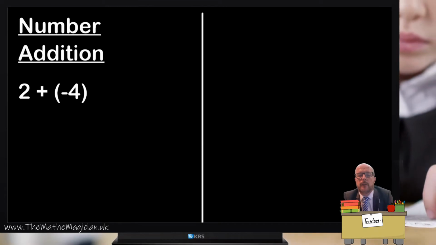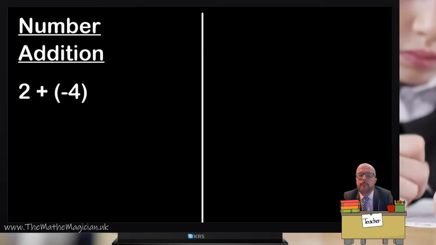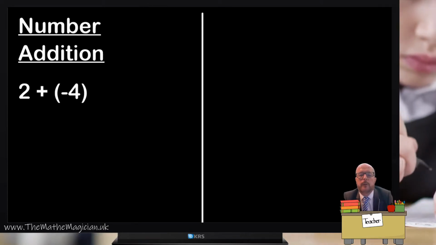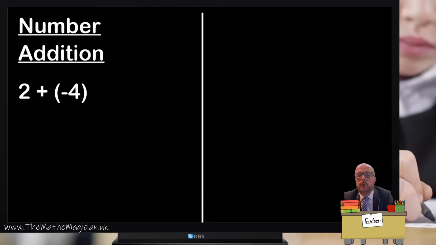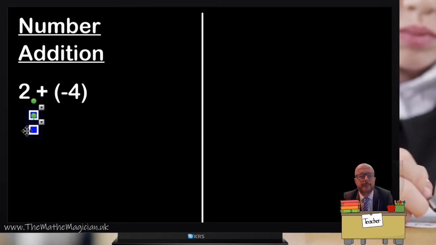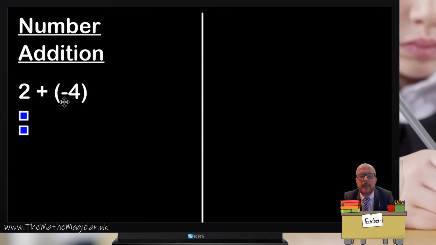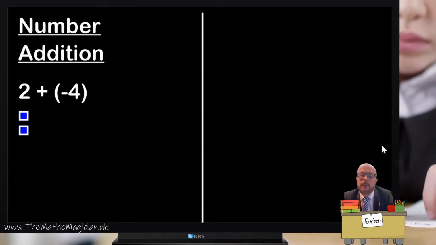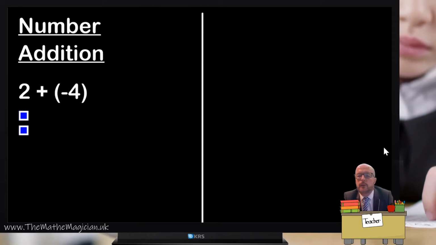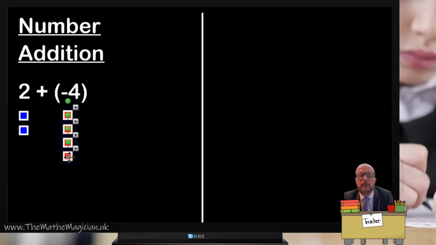This slide is where students start to struggle because it's got negative numbers in it, and negative numbers are always done badly in the real exam. So let's see where people go wrong. We start off with a positive 2. So I'll bring on 2, what colour? Blue tiles. But now we're going to add on a negative 4. So what colour tiles are we going to bring on? Well, we're going to add on a negative 4, so we're going to bring on red tiles. So here's 4 red tiles.